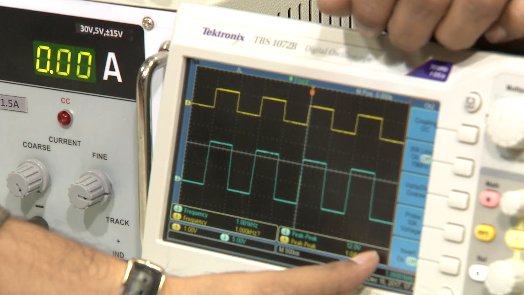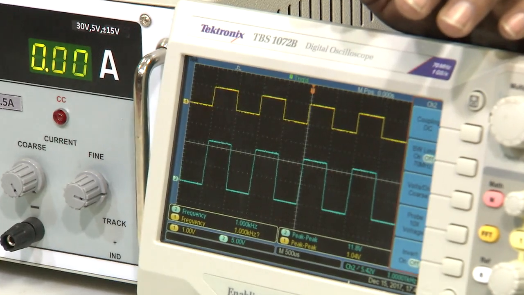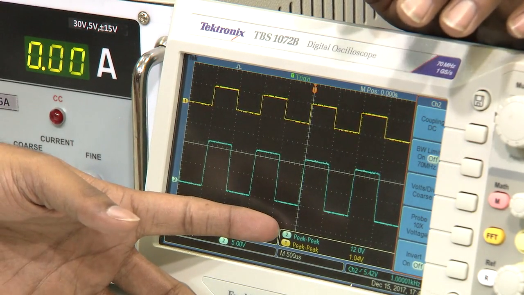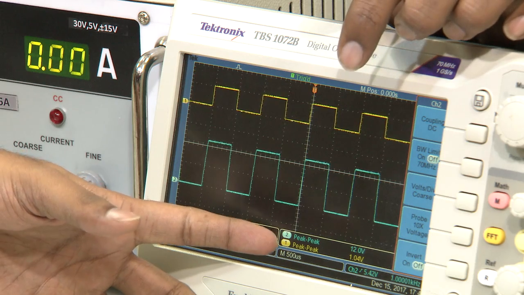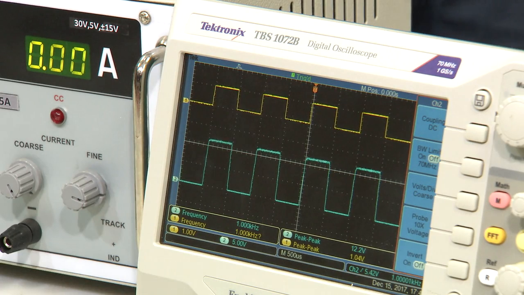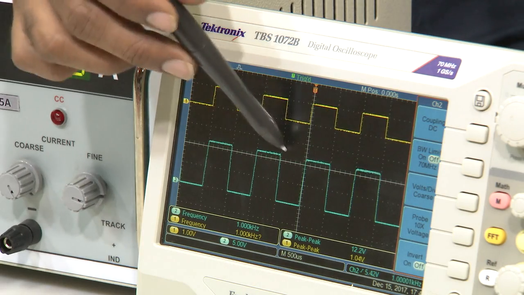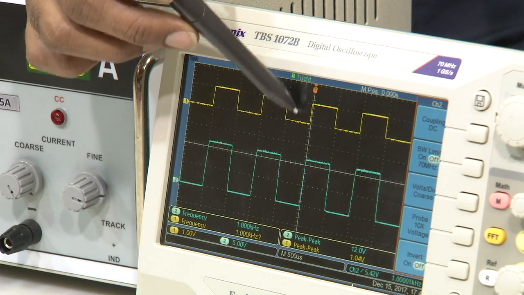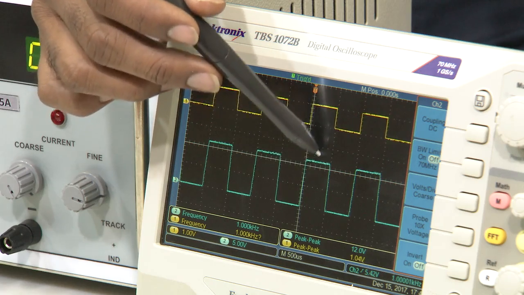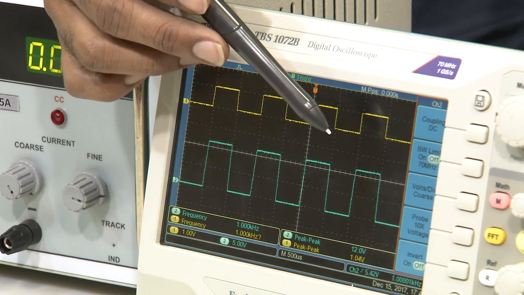So, if you see, it is around 11 volts, or 11.8 to 12 volts peak to peak, the blue one, and the input voltage is 1.04 volt. That means the signal is amplified. But one thing we have to keep in mind is that this is a non-inverting amplifier. So, you can see the phase shift is 0 degree, no phase shift, right. In case of inverting, the phase shift was 180 degree.